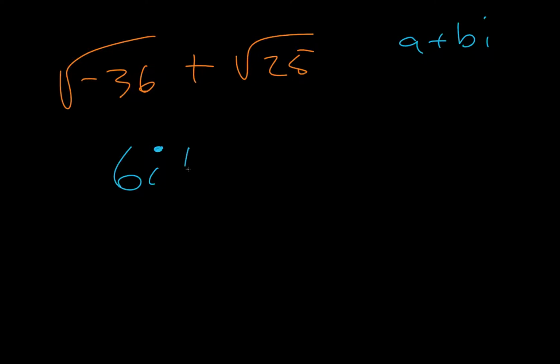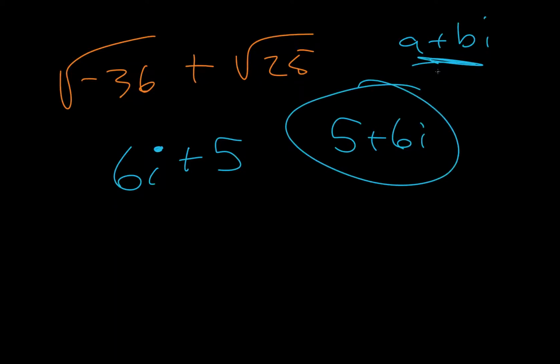Over here, 25, square root of 25 would be 5. Now this isn't quite in the right order, so we just flip them around. So we get 5 plus 6i, and now it matches that form, and so we're done with that.